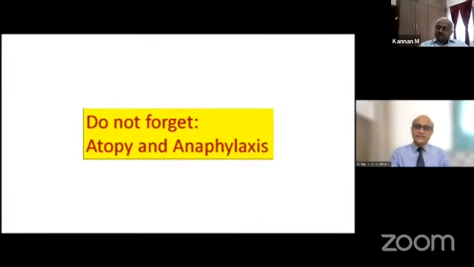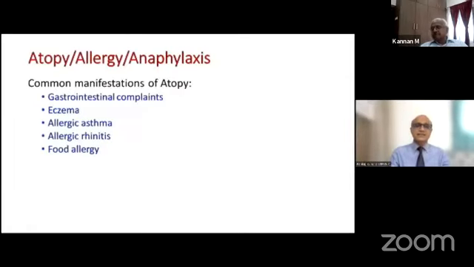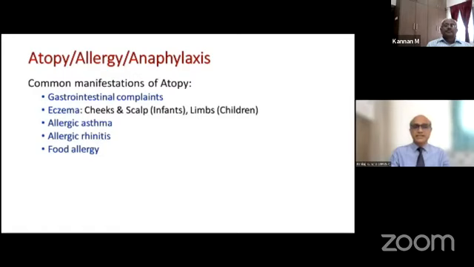But do not forget atopy and anaphylaxis, which means that these respiratory symptoms can also be a part of an allergic process. Hence, when you have to get a history or look for atopy or allergic conditions, then you will have to look into specific complaints. The GIT complaints are generally associated with atopy, eczema, allergic asthma, allergic rhinitis, and do not forget food allergy. When you look for eczema during your examination, remember those kind of eczematous spots or areas can be found on cheeks and scalp in infants and on limbs in children above 1 year of age.